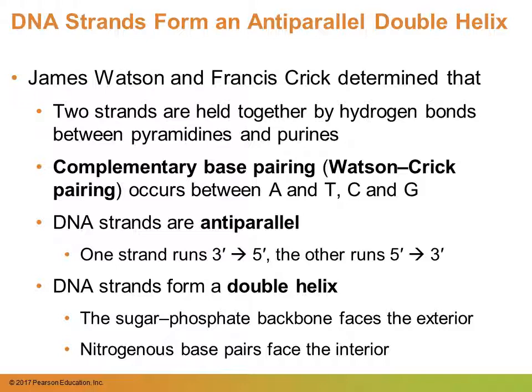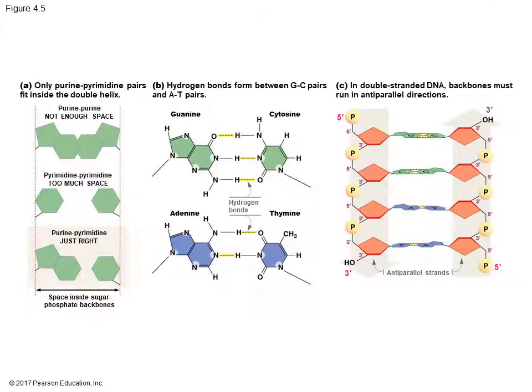It says here that the sugar and phosphate backbone faces the outside and the nitrogenous bases face the inside. They're like steps to a ladder. In this diagram here, we see that purines equal pyrimidines. In other words, a double ring is always matched with a single ring.